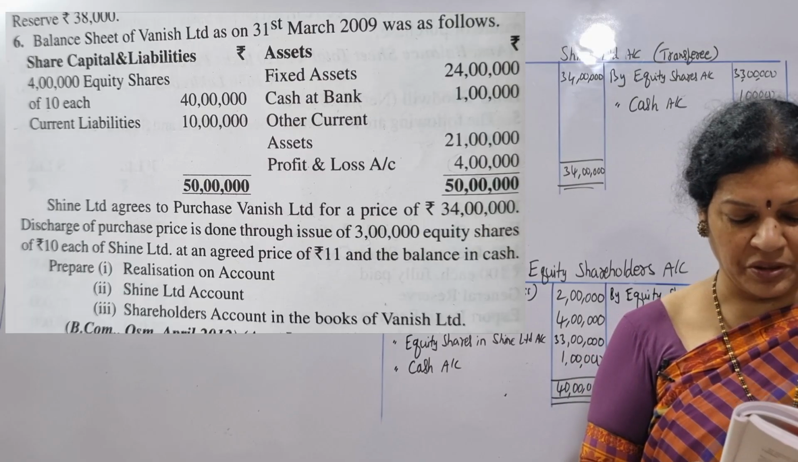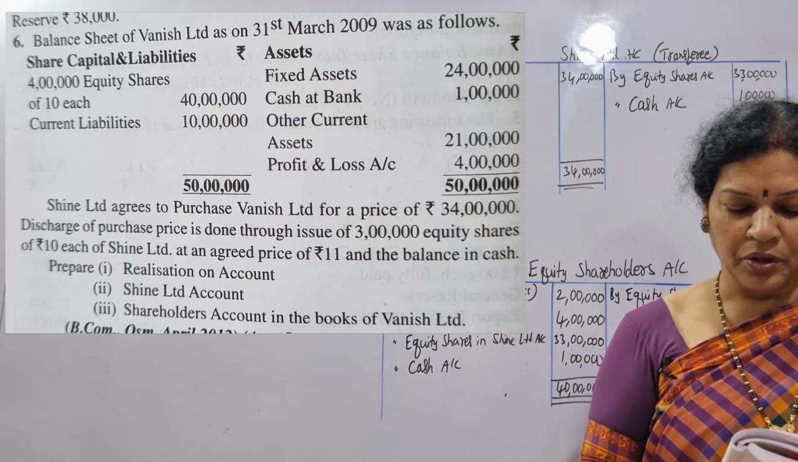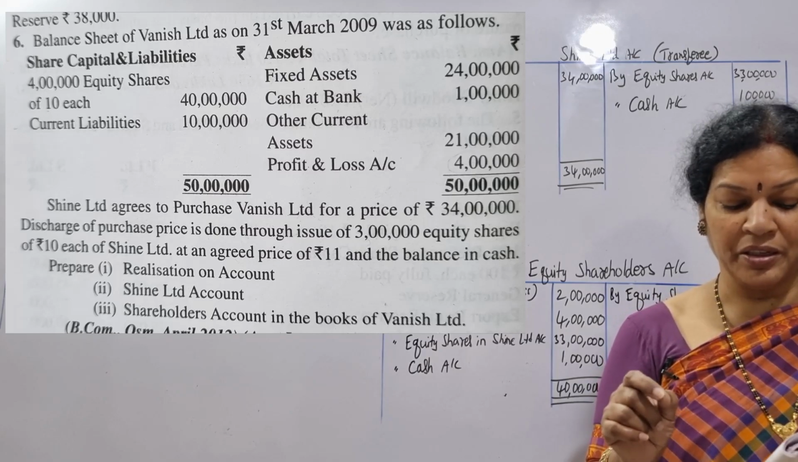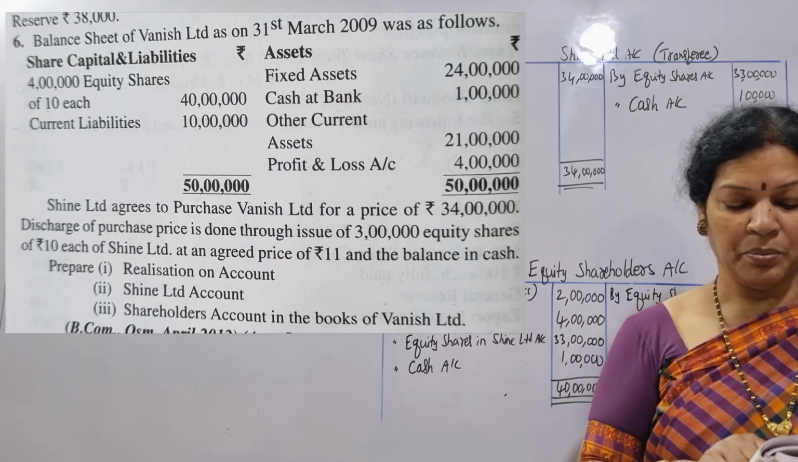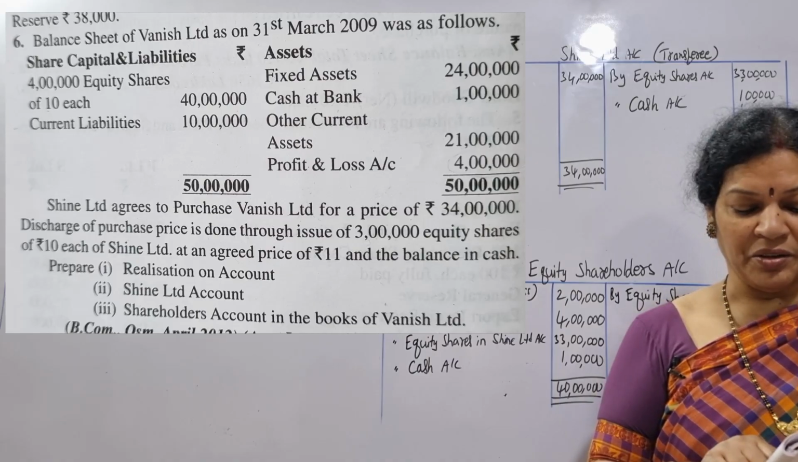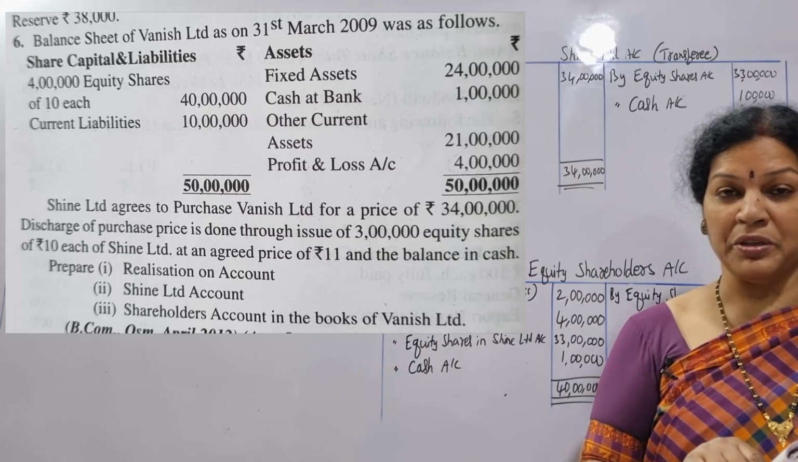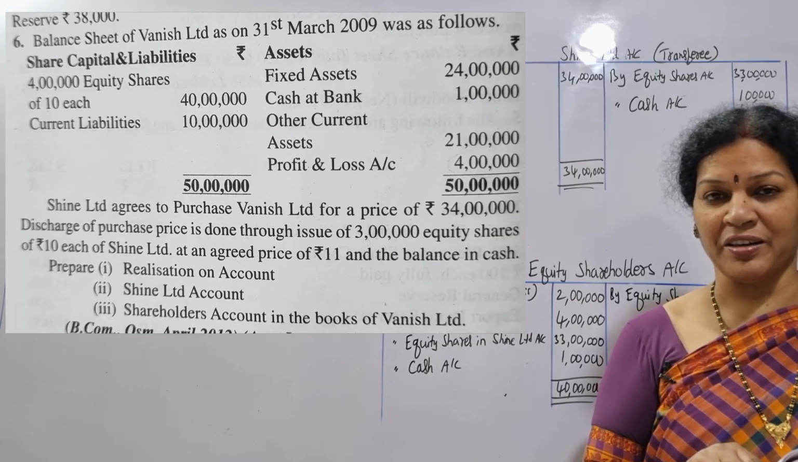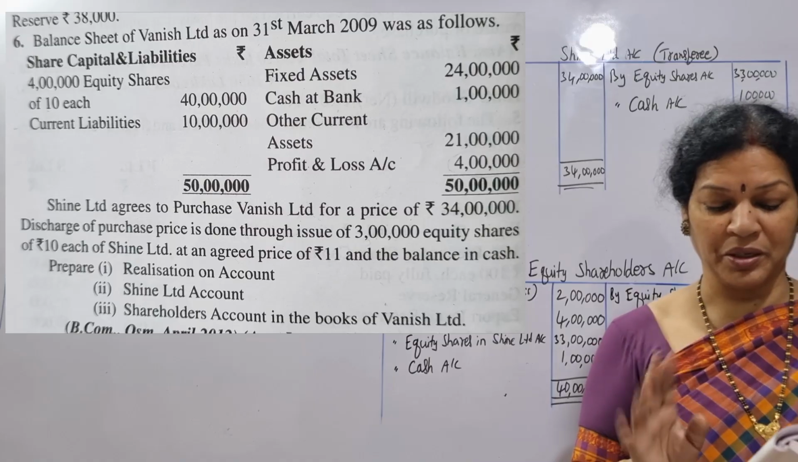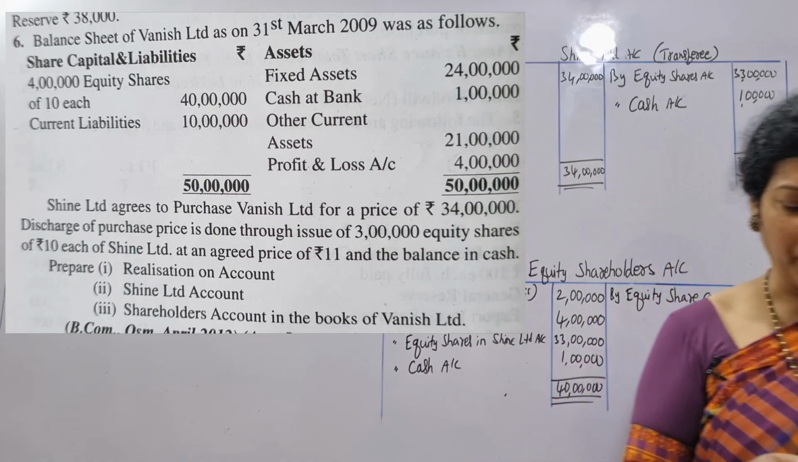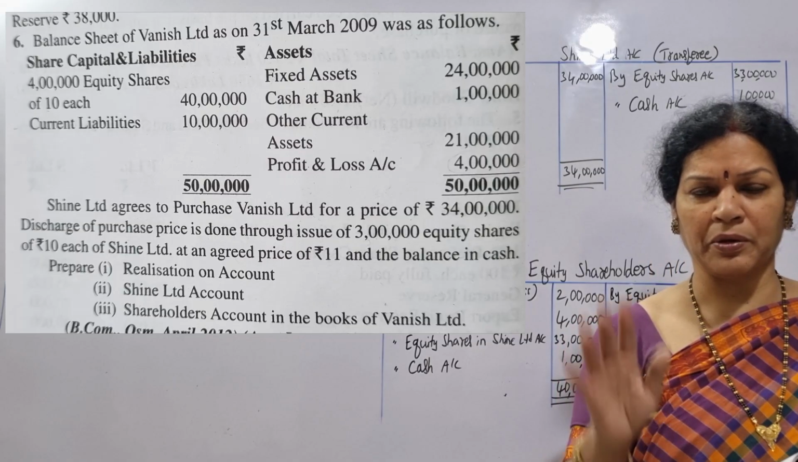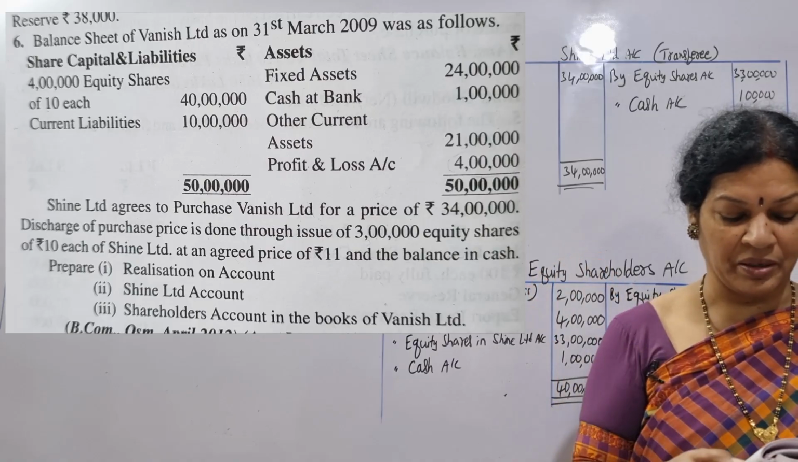Now coming to the adjustments: Shine Limited agrees to purchase Vanish Limited. Shine Limited is here purchasing Vanish Limited. Vanish Limited is the vendor, the transferor, and Shine Limited is the transferee. Shine Limited agrees to purchase Vanish Limited for a price of 34 lakh rupees. The purchase consideration amount is given as 34 lakh rupees.